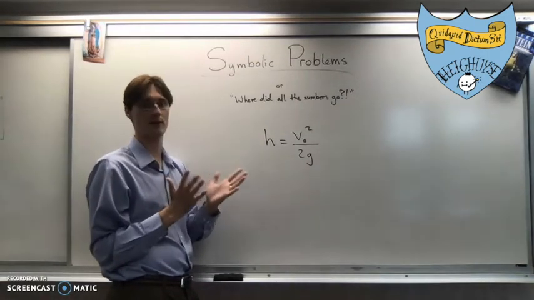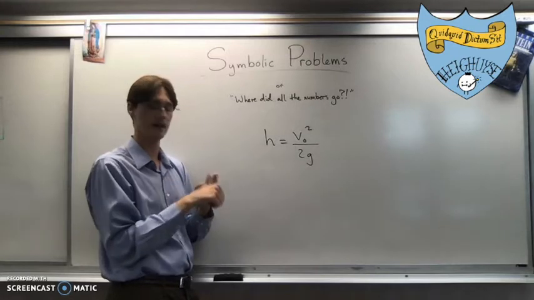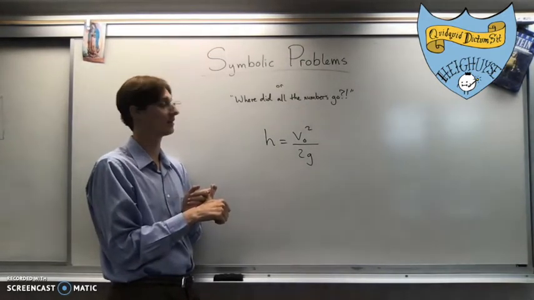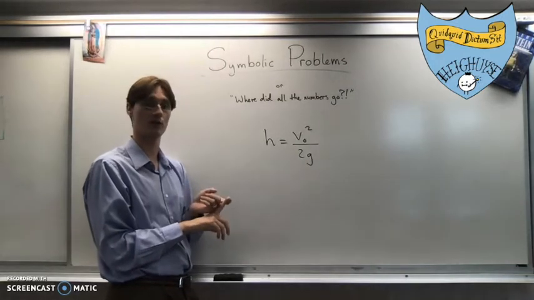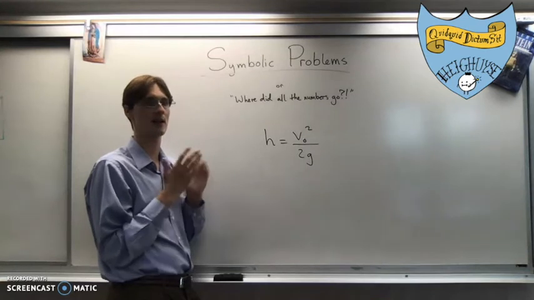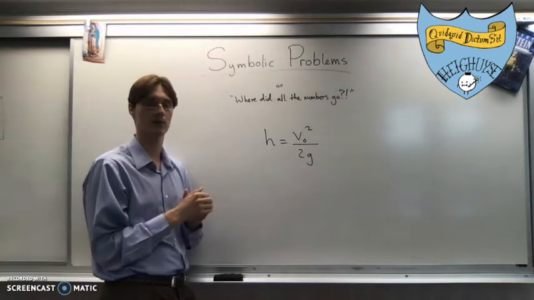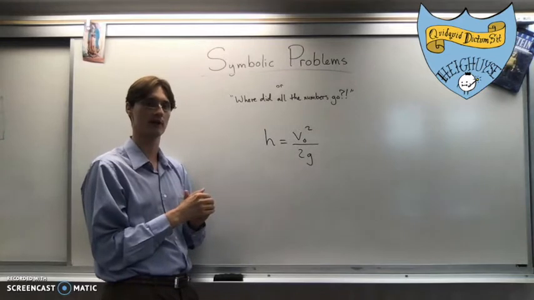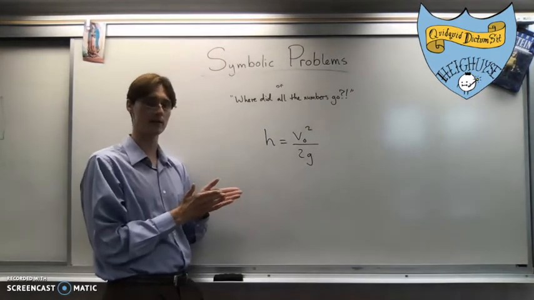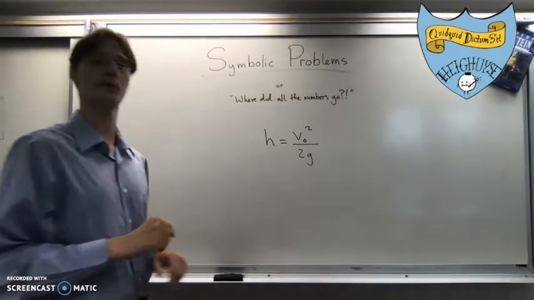So the point of a symbolic problem is to demonstrate the relationship between the variables and give you a general solution rather than a particular solution, such as 5 meters. They can't really be applied to any other situation. Okay, so that's what they are and why we do them. Let's do a particular example.